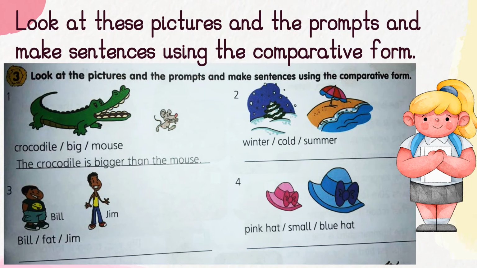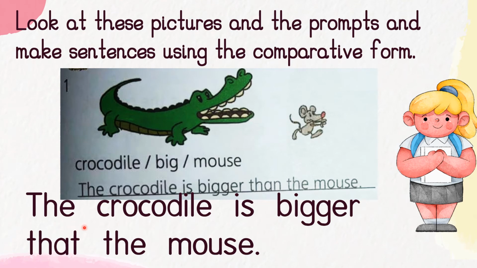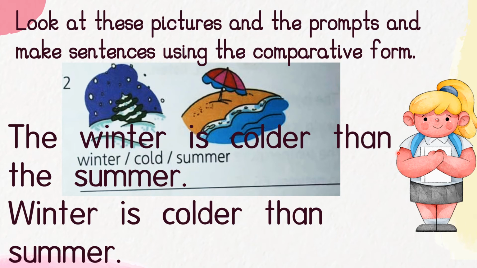Alright, shall we move to the second question? This one just now, the crocodile is bigger than the mouse. It gives you the sample. Now we just follow the sample. The second question is, we have winter here and here is summertime. But the adjective given is cold. Sejuk. So we say the winter is colder than the summer. Or you drop the word the. It will be winter is colder than summer.